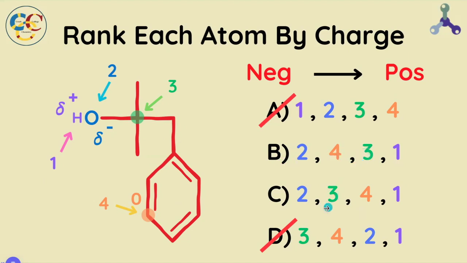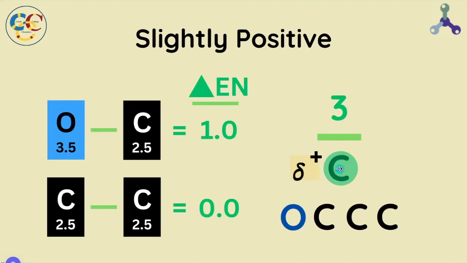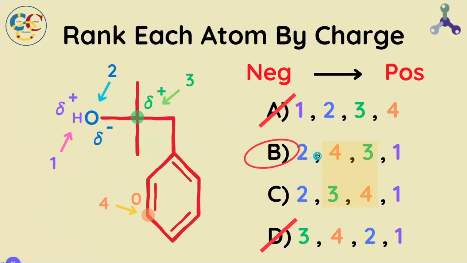Is it over here or is it over here? Carbon number 3 forms 4 different bonds, 3 with carbons, so there's not going to be any electronegativity difference, but it forms also with an oxygen. And because oxygen is far more electronegative than the carbon, it's going to withdraw electron density from that carbon, giving it a partial positive charge. Therefore, B must be our correct answer, because a slightly positive carbon, carbon number 3, is going to be more positive than our neutral carbon 4, but less positive than our very electropositive hydrogen atom 1.